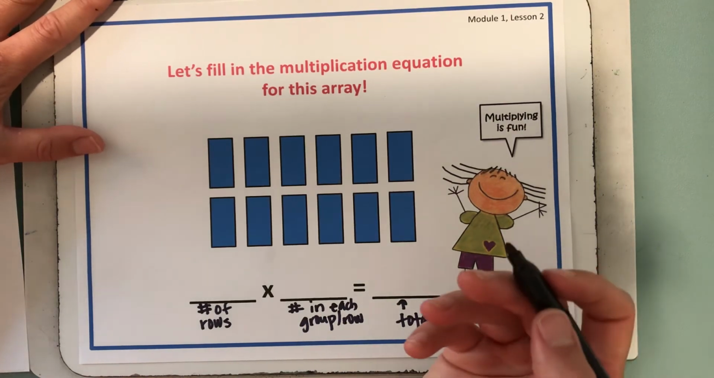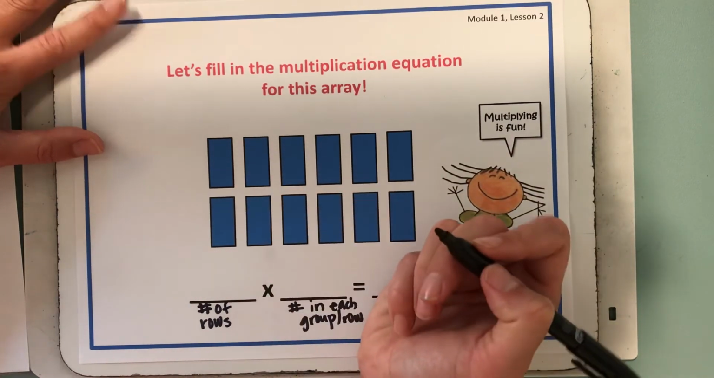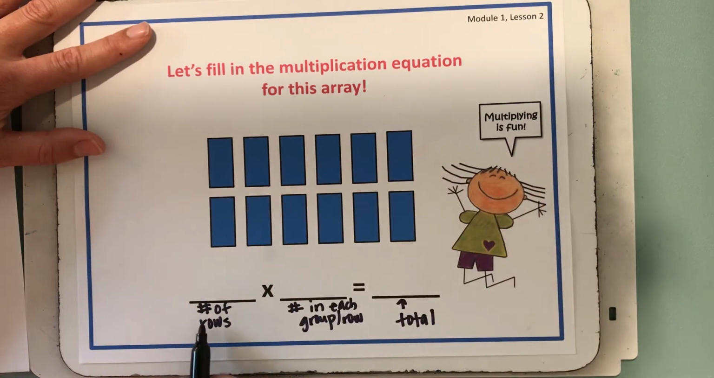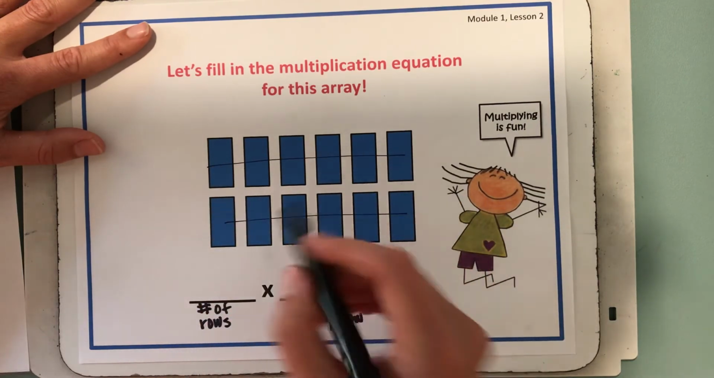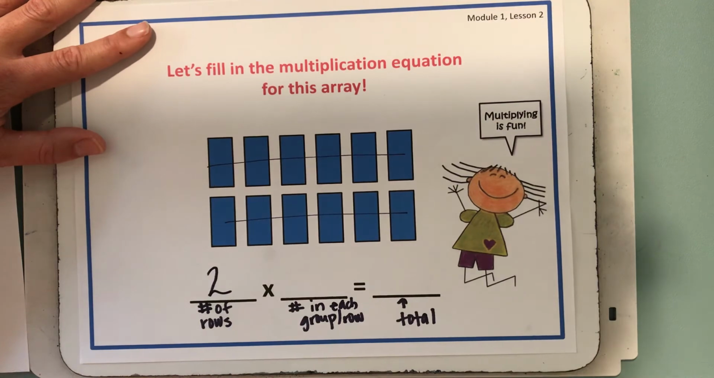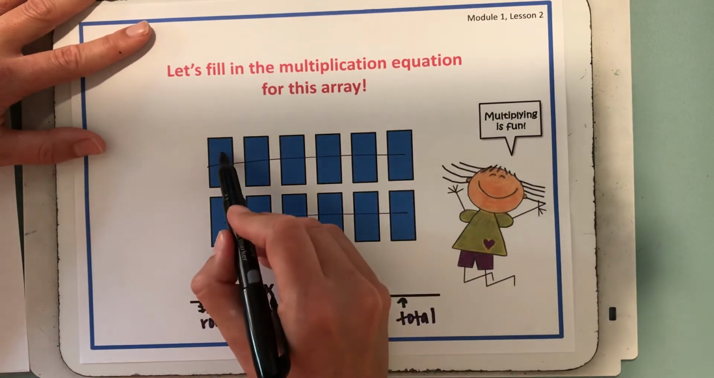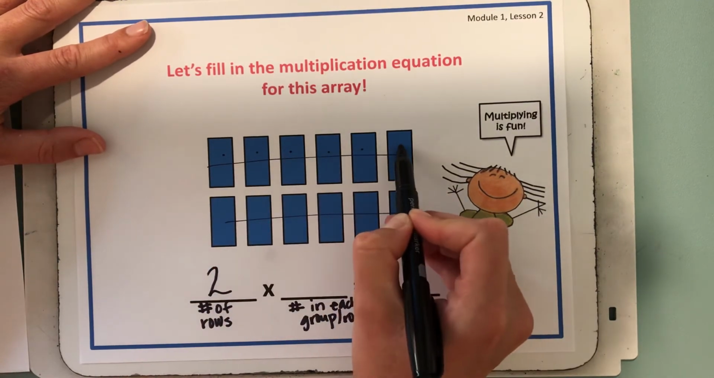Okay, so you've already done it, and so now I'm going to show you how to do this. So let's see if you got it right. How many rows do we have? 1, 2. I have 2 rows, so you should have put a number 2 here. How many are in each group or each row? Well, I'll count. 1, 2, 3, 4, 5, 6.